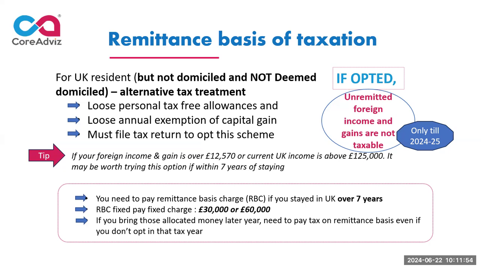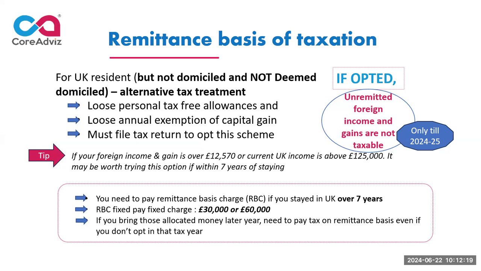Three bullet points again at the bottom. You need to pay the remittance basis charge if you have stayed more than 7 years. So what is the remittance basis charge? On top of your tax, you have to pay a fixed fee of 30,000 or 60,000 based on the number of years you have stayed over 7 years. You have to pay the RBC charge. And if you bring that money in a later year, you have to pay tax on the remittance basis.